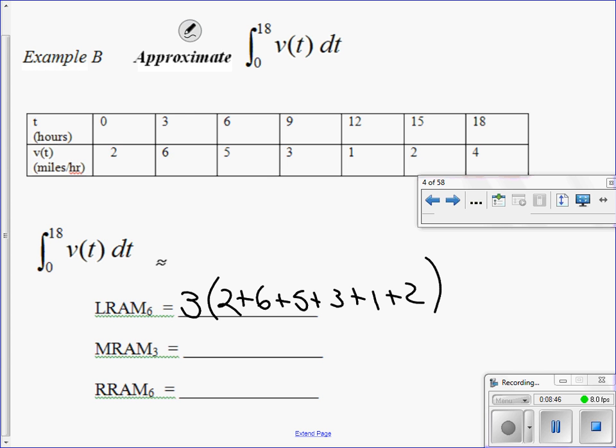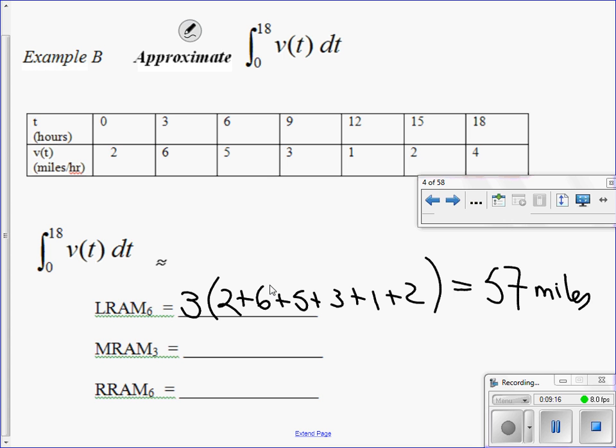Good. And what do we get? 57. What would the units be? Because we're approximating a definite integral, the units would be, yes, Karen? Just miles, because when you multiply miles per hour times hours, you get miles.